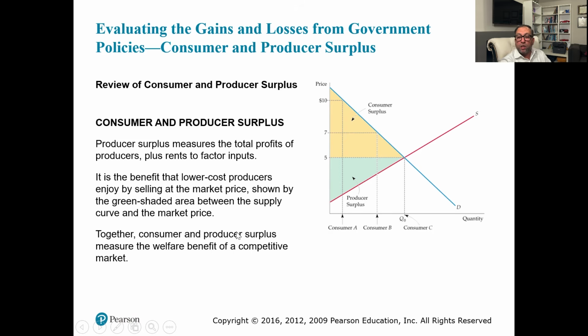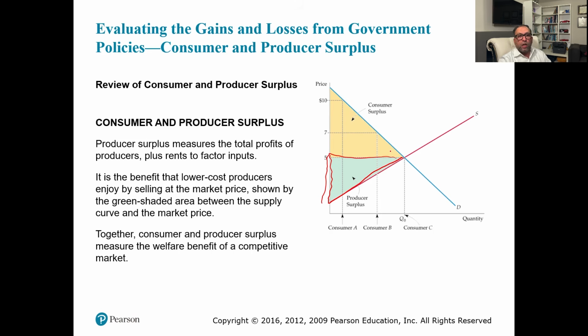So we see here this green shaded area is our producer surplus. Producer surplus is again a right angle triangle, so we can apply the same formula, base times height times 1/2. In this way we can calculate the area of the producer surplus as well.